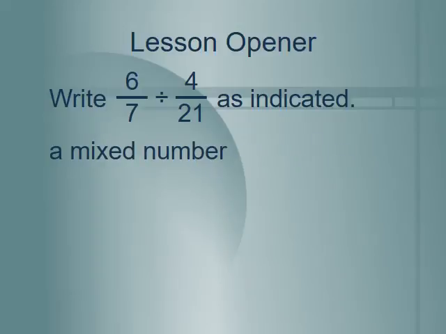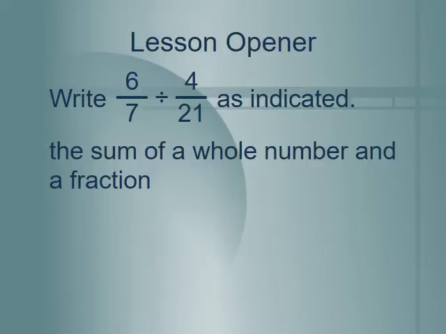This time we're supposed to write this as a mixed number. So whenever we look at 9 over 2, it's the same as 4.5. And whenever we look at the sum of a whole number and a fraction, it's 4 plus 1/2.